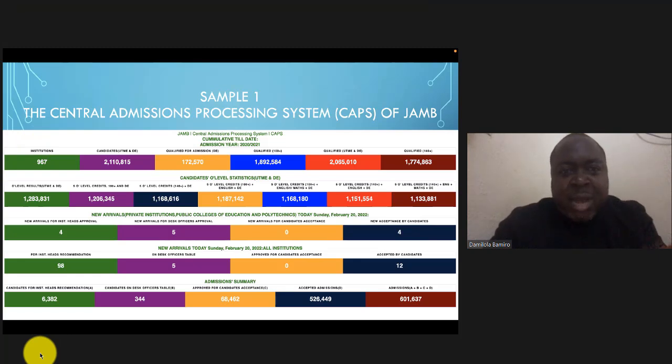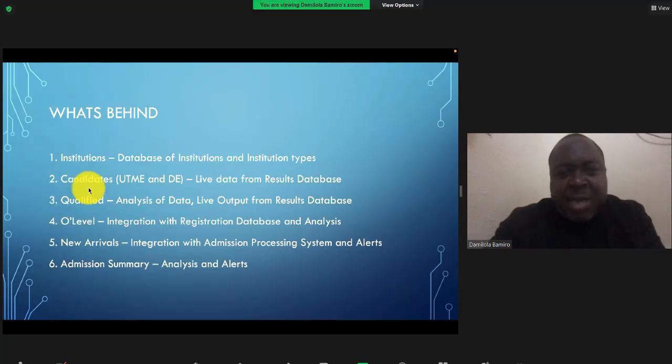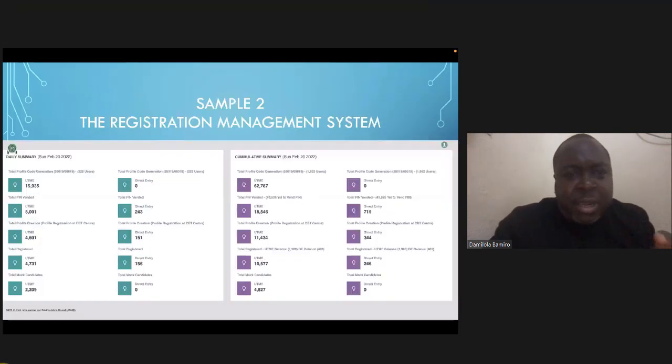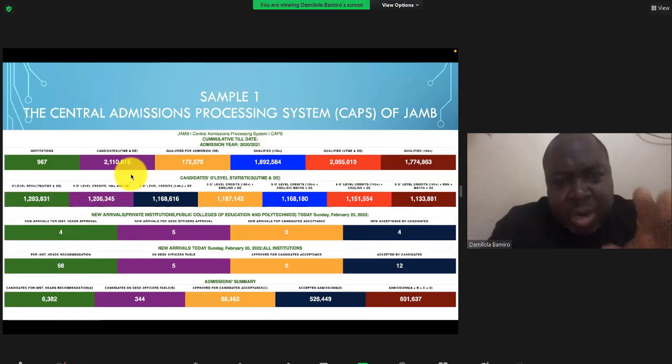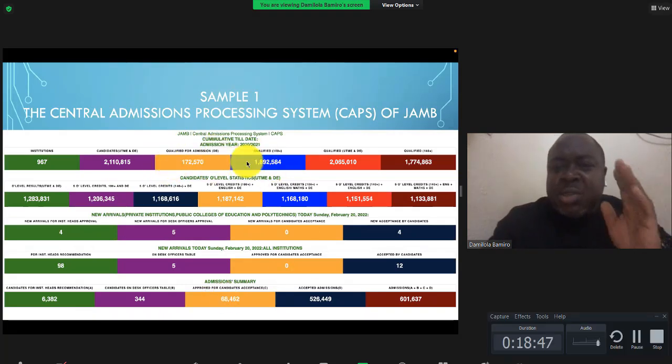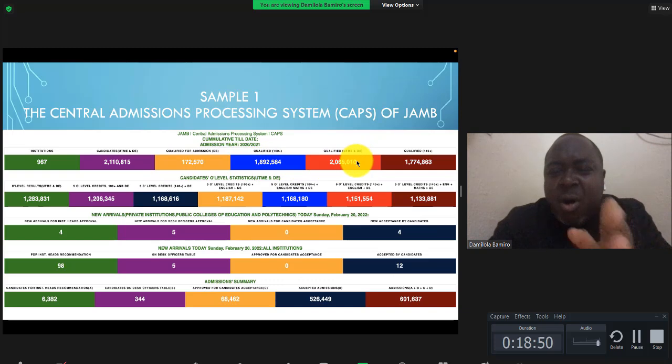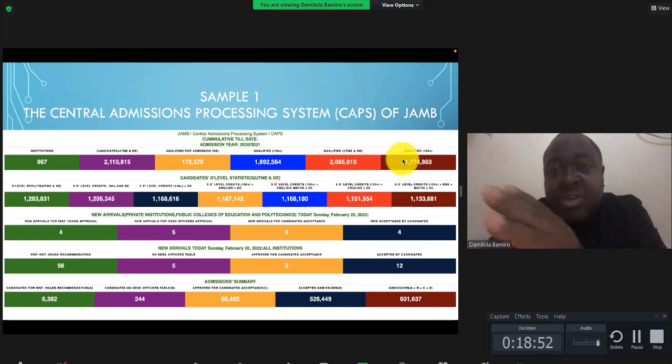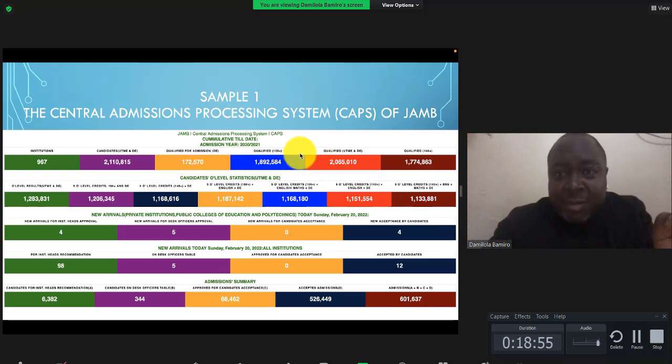That kind of thing. Now, the second one is the candidates, UTME and DE, live data from the results database. This is pulling directly from the results database to say how many candidates took the exam. If you look again here, it says qualified for admission, direct entry. With UTME and DE, what is the total number of qualified students? All these qualified figures you see are coming from a database, live. It calculates, it changes; any change in the system will reflect here.